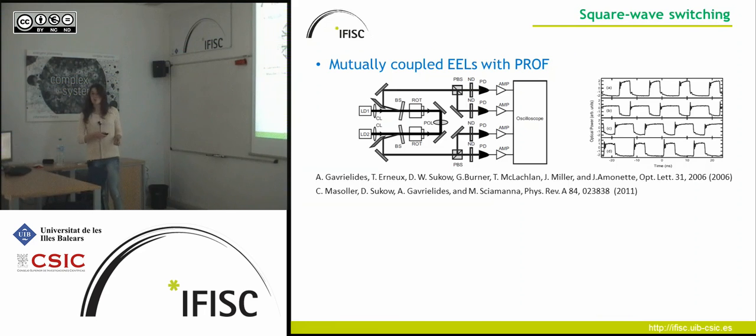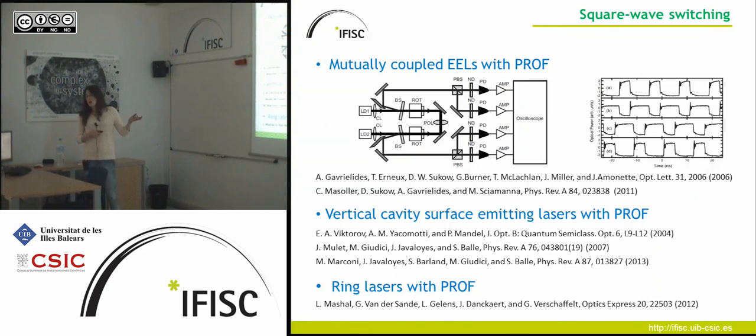Square wave switching has also been studied in mutually coupled edge-emitting lasers. Here, in this setup, the transverse electric mode of each laser is rotated and coupled to the transverse magnetic mode of the other laser. And in this case, one again has square waves, but they are strongly asymmetric. The duty cycle can be controlled by the injection current or the feedback strength.